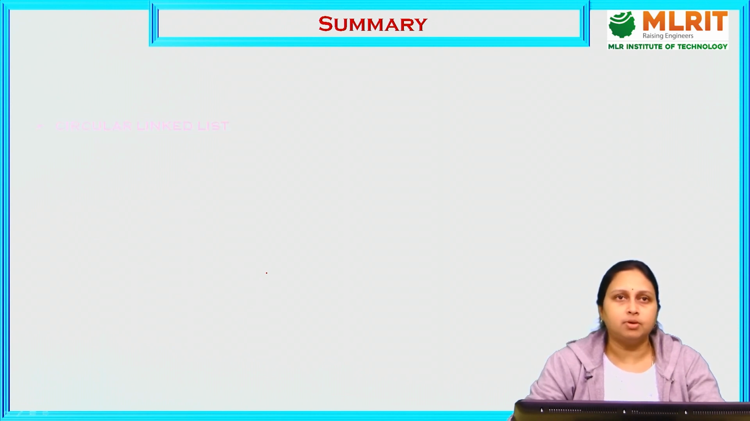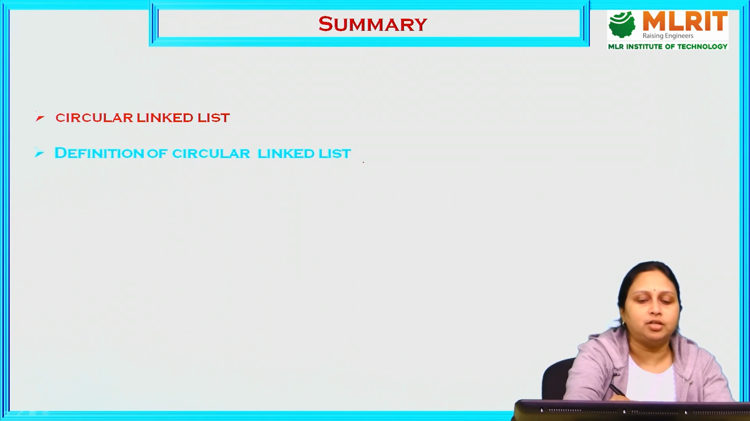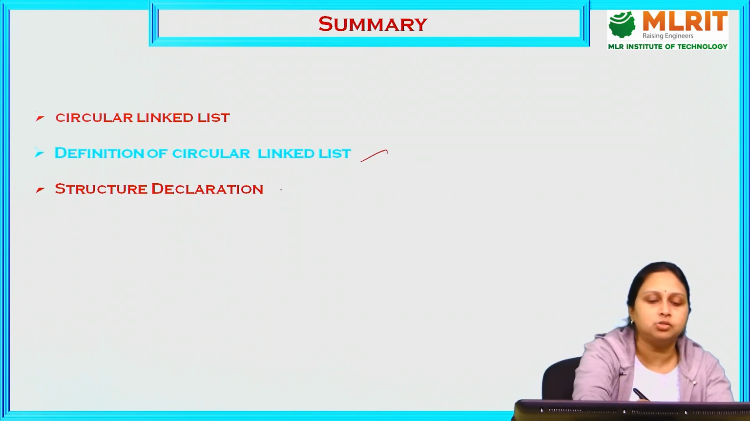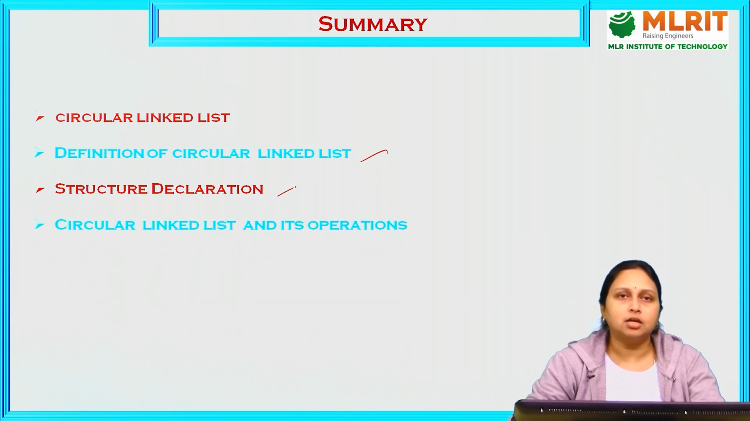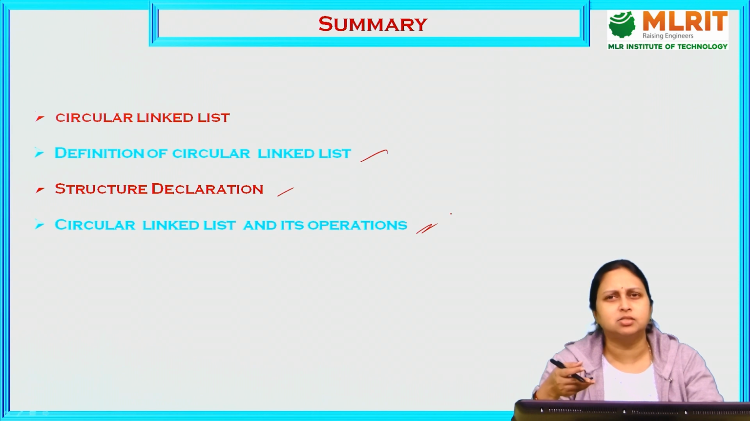Let us see the summary of what we have discussed in this session. One is the circular linked list, its definition, and the classifications of circular linked list, structure declaration. We will see it in the next session in detail. And the circular linked list and its operations we have seen. When we discuss its operations, we will see the circular linked list structure declaration. It will be similar to a single linked list, only a small change you are going to find.